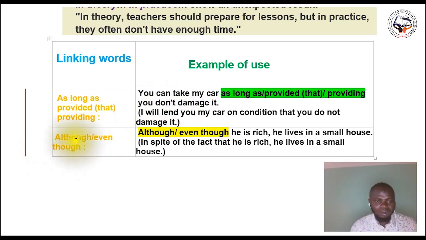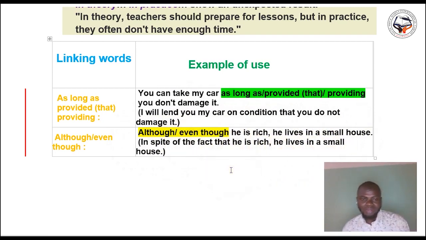Now, although or even though. Example: although he is rich, he lives in a small house. Even though he is rich, he lives in a small house. Here it means that in spite of the fact that he is rich, he lives in a small house.